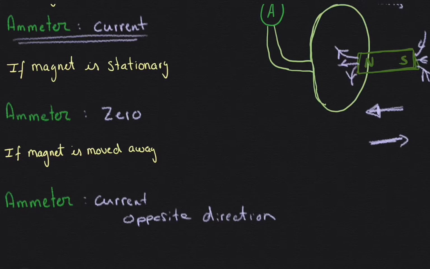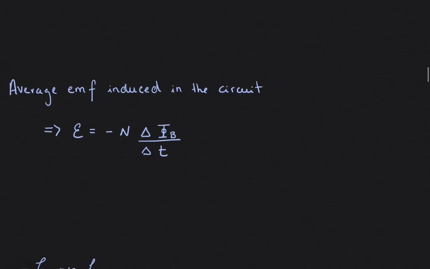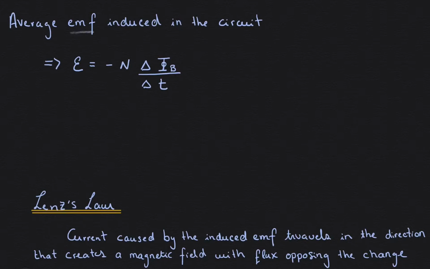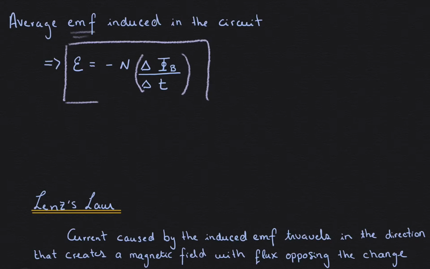Okay, so let's calculate the average EMF induced in the circuit. The average EMF, again, think of the unit voltage, induced in the circuit will be given by this following equation. So we have negative N, remember that N will be the number of loops, multiplied by the change of the magnetic flux divided by the change of time. We can put a box here because we're going to use this a few times. And with this equation, we can solve for directly the EMF, or we can solve for the magnetic flux, or also maybe a change of time, and so on. And this negative sign, okay, this is the polarity, which is going to determine the direction of induced EMF.